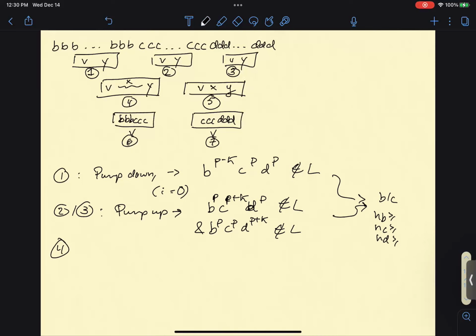Right. So for 4, what do you do? Obviously here, I'm supposing that now the V's and Y's are both not empty. Because otherwise, if one of them were empty, then it would just reduce to a previous case. So they both have stuff. So do I pump up or down, or does it not matter? Down. Doesn't matter. Can I pump up?